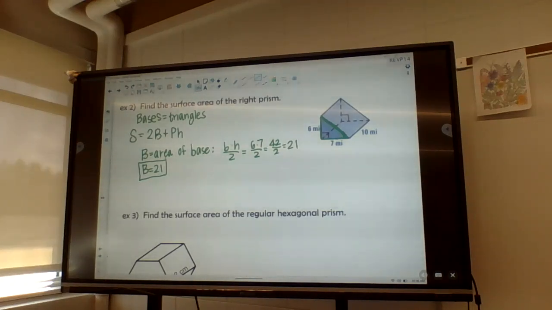Now we need to find capital P, which is the perimeter of the base. So we need the perimeter of this triangle. We have an issue with that though, we don't know the hypotenuse. Thank God we have the Pythagorean theorem.